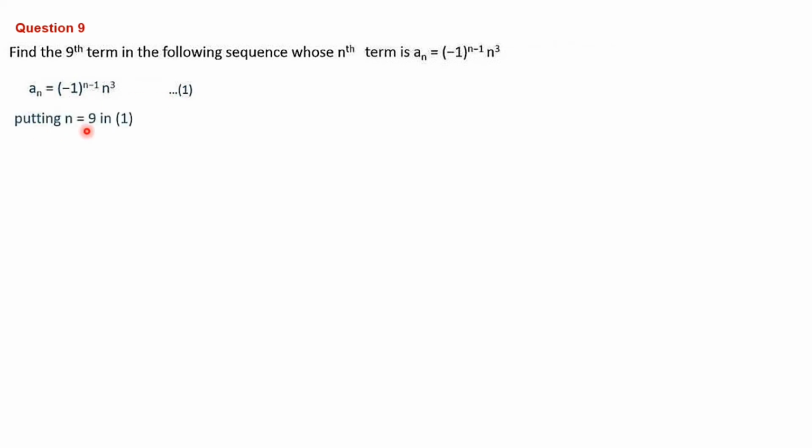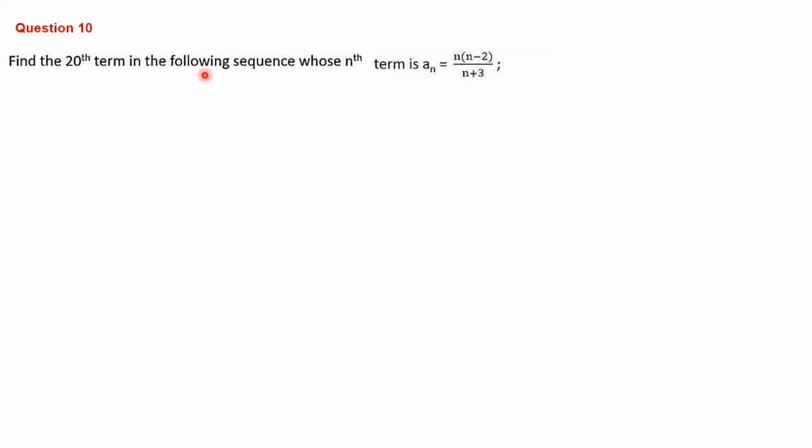Then putting n is equal to 9 in 1, a9 is equal to (minus 1) to the power 9 minus 1, into 9 cube. So (minus 1) to the power 9 minus 1 is 8, into 9 cube. Minus 1 to the power of an even number will come as plus 1, into 9 cube. That is equal to 9 cube. 9 cube is 729. 9 into 9 is 81. 81 into 9 is 729. So the 9th term is 729.